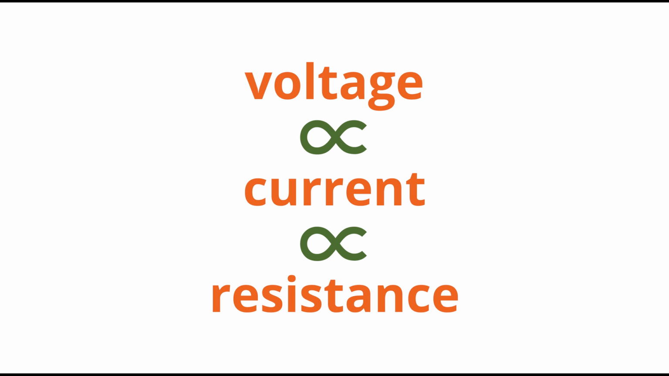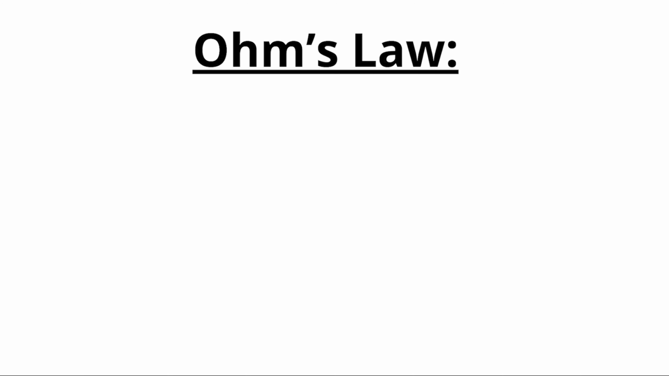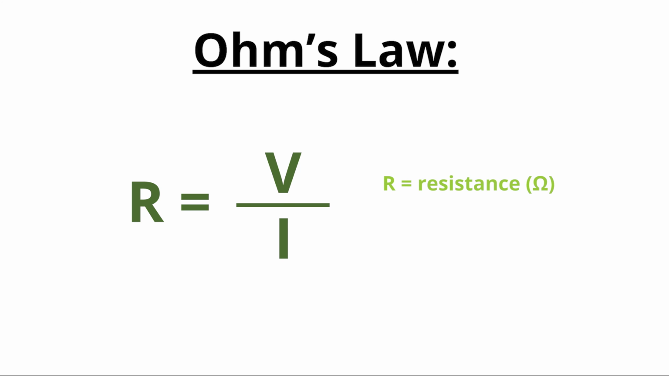When looking at circuits, we can mathematically find the relationship between voltage, current, and resistance. This fundamental mathematical equation is called Ohm's law. To be more specific, Ohm's law defines resistance. We can write it as R is equal to V divided by I, where R is the resistance of a circuit element measured in ohms, V is the total voltage supplied to the circuit by a power source measured in volts, and I is the current through the circuit measured in amperes.